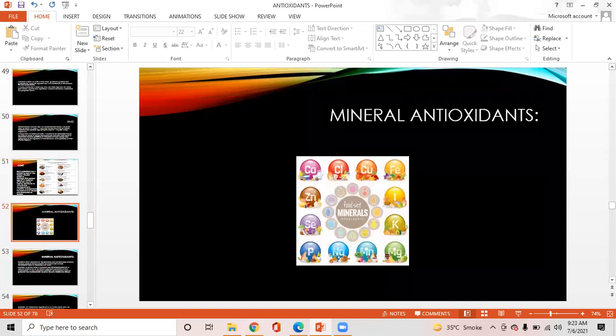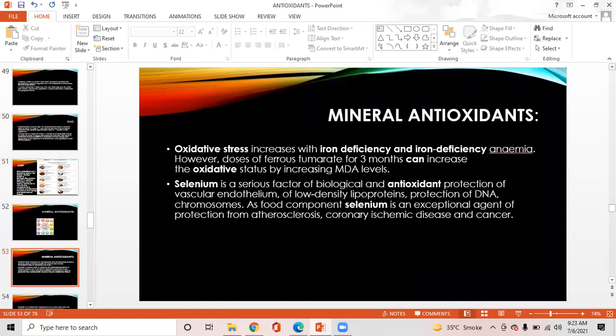Mineral antioxidants. Oxidative stress increases with iron deficiency and iron deficiency anemia. However, doses of ferrous fumarate for 3 months can increase the oxidative status by increasing the MDA level.